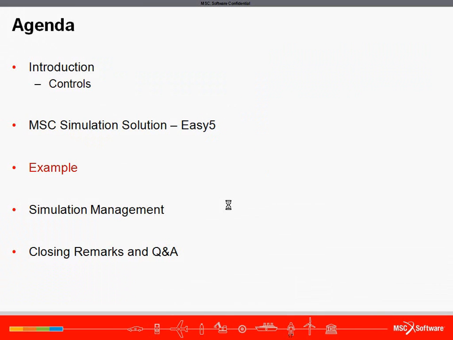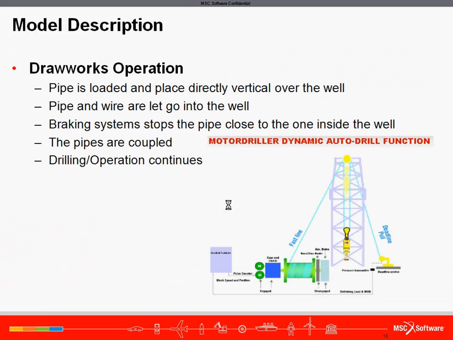Now I'm going to show you an example of EZ5, and Adams actually, simulating a system in the oil and gas industry. Let's look at the Drawworks operation that lowers drilling pipe down into the hole. A central pulley picks up a pipe and lifts it into place above the well opening. The pipe is held by a steel wire and is then let go, still attached to the wire, and then the pipe travels down the well because of gravity.